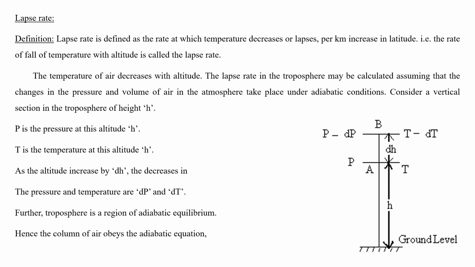So the lapse rate is defined as the rate at which the temperature decreases or lapses. Lapse means decrease. The decrease per kilometer increase in altitude, that is the rate of fall of temperature with altitude, is called the lapse rate. If you increase the height of that layer, we feel it to be colder. If you travel 1 kilometer away from the earth, the temperature decreases by about 10 degrees centigrade. If the earth temperature is 30, at that place it is 20 degrees Celsius, then at the next level it is 10 degrees, and so on, and we go to the minus levels.